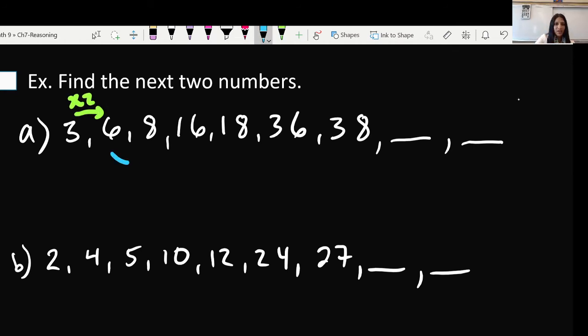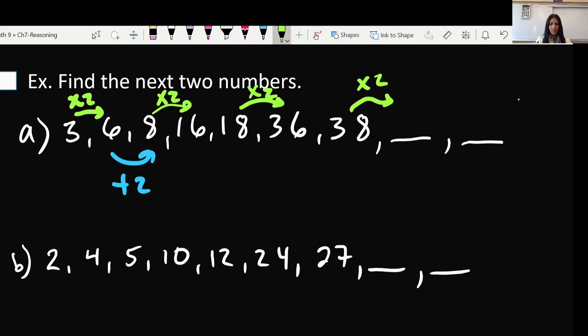So here we notice this is multiplied by 2. And then here I notice that that doesn't follow the same pattern. 6 multiplied by 2 doesn't give me 8. But I do notice that I can add 2 here, and then this gets multiplied by 2, just like in the last one. And I notice that's happening here as well.